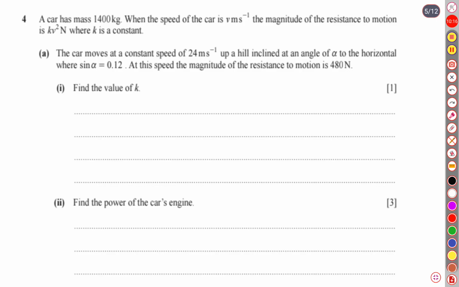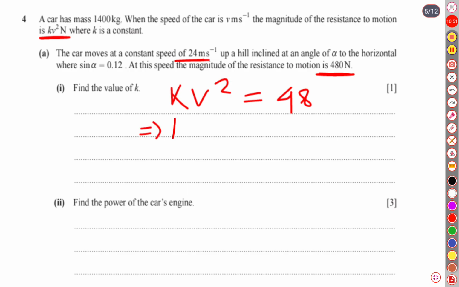So the value of k can be extracted from here. It is kv square, that is the resistance to motion. At the same time, they have given one exact value, 480 Newton. So forming an equation, they have told that kv square, and the velocity was 24. So kv square is equal to 480. kv square is the resistance to motion, and 480 is also resistance to motion.